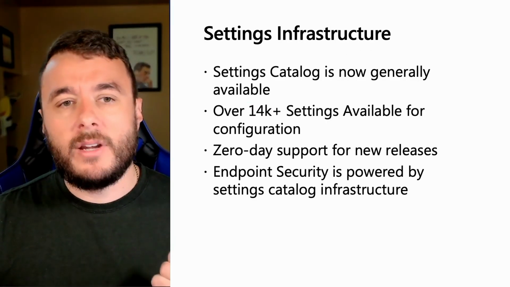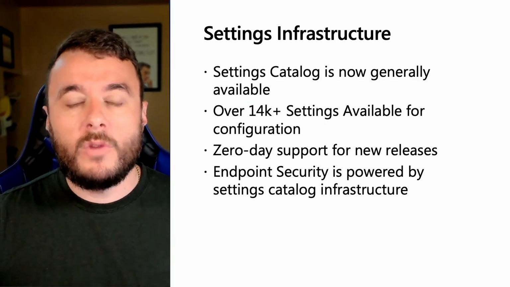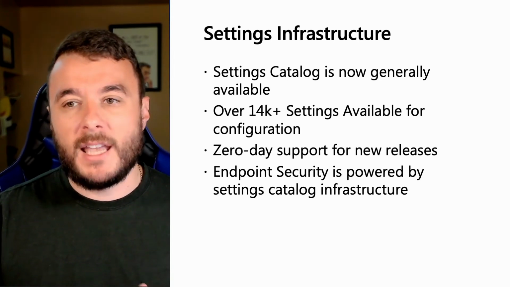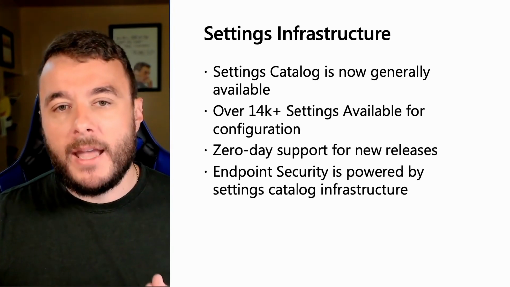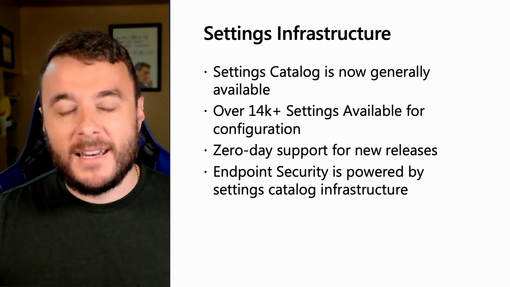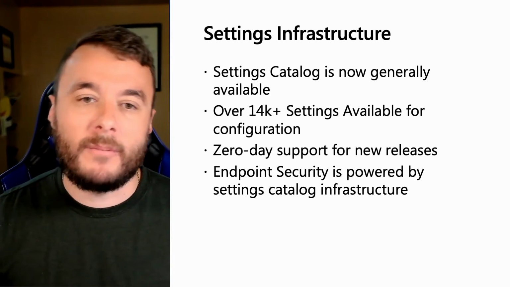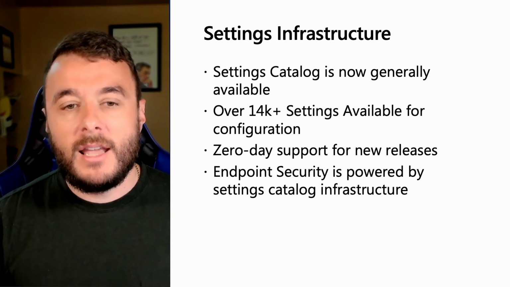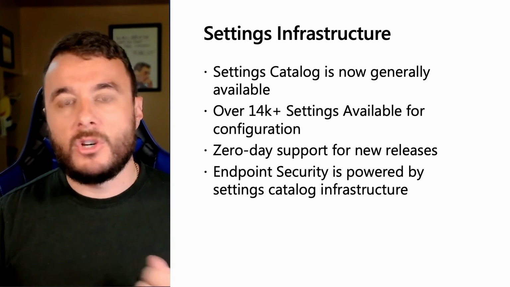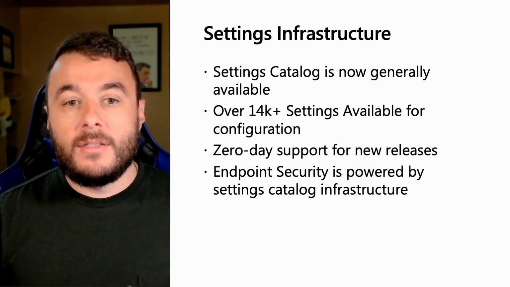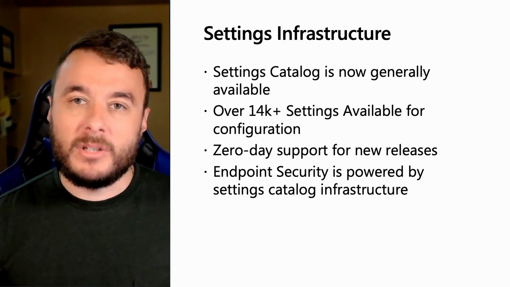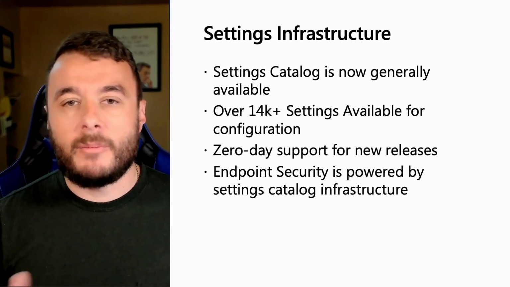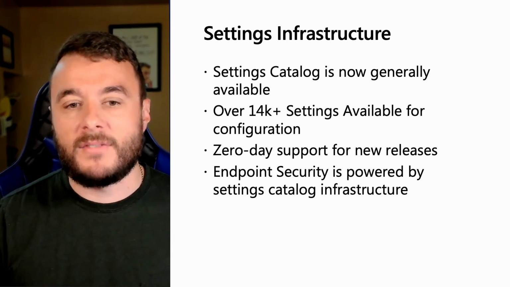In addition to increasing collaboration and removing those barriers between organizations inside of an enterprise, we also want to increase the capability. We've done that by enhancing something that we call the settings catalog or a unified settings platform. This is now generally available. There's over 14,000 settings available for configuration, and we strive to have zero-day support for new releases and platforms. This provides a consistent platform for us to build our settings and configuration experiences on with common elements and common properties across all settings that are used in Microsoft Intune.